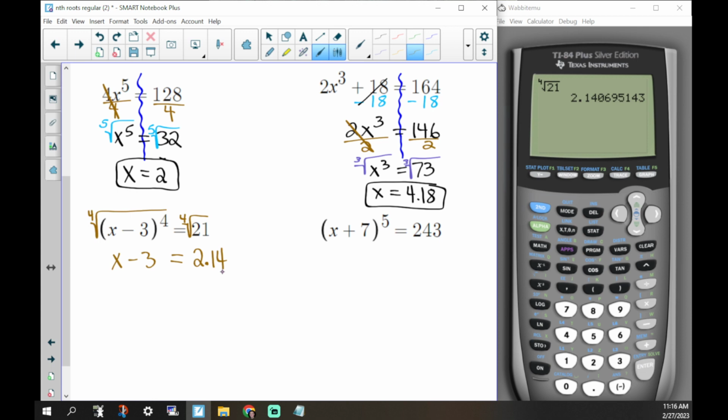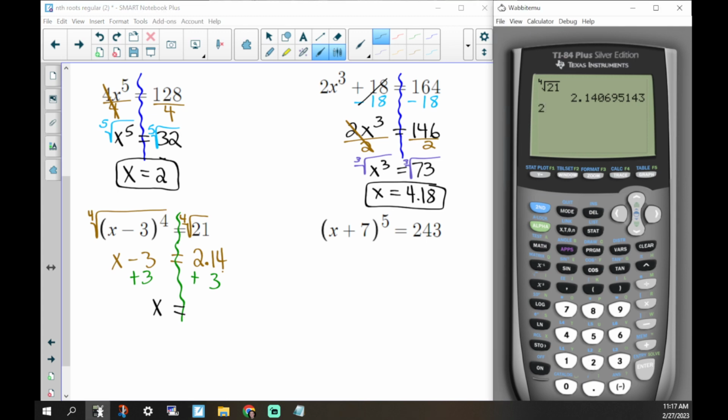Now here, I still am not done because I need to get rid of that minus 3, so I'm going to add 3 to both sides. x will be equal to 2.14 plus 3, which is 5.14.